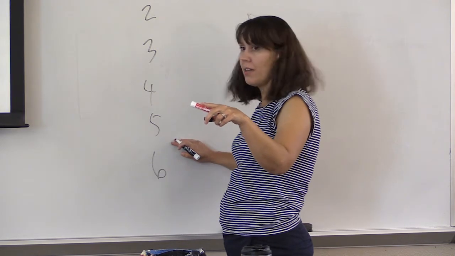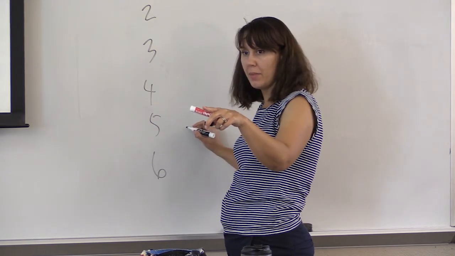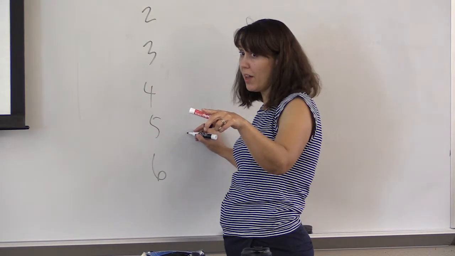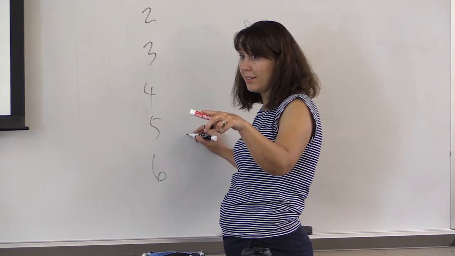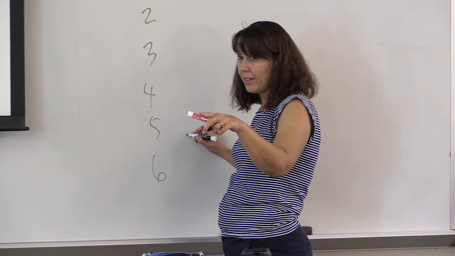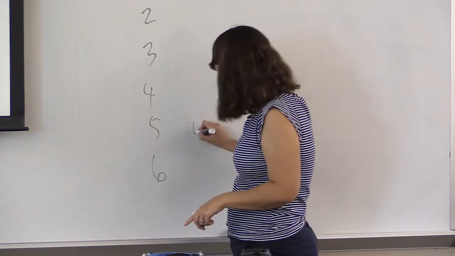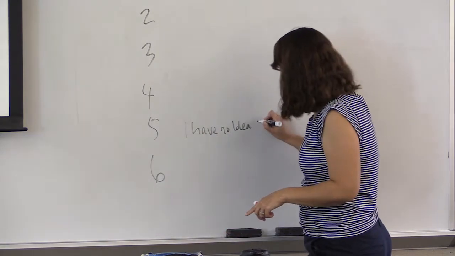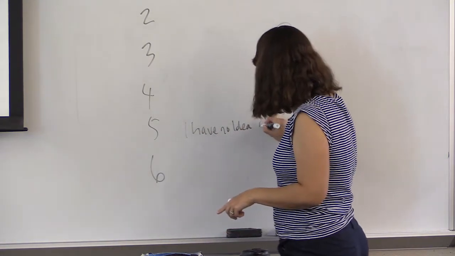Anybody else got a 5? Okay, what's your family's name? Oh no, we're in brainstorming. You better be fast. Name. I have no idea. We're gonna go with I have no idea. Okay, I have no idea.